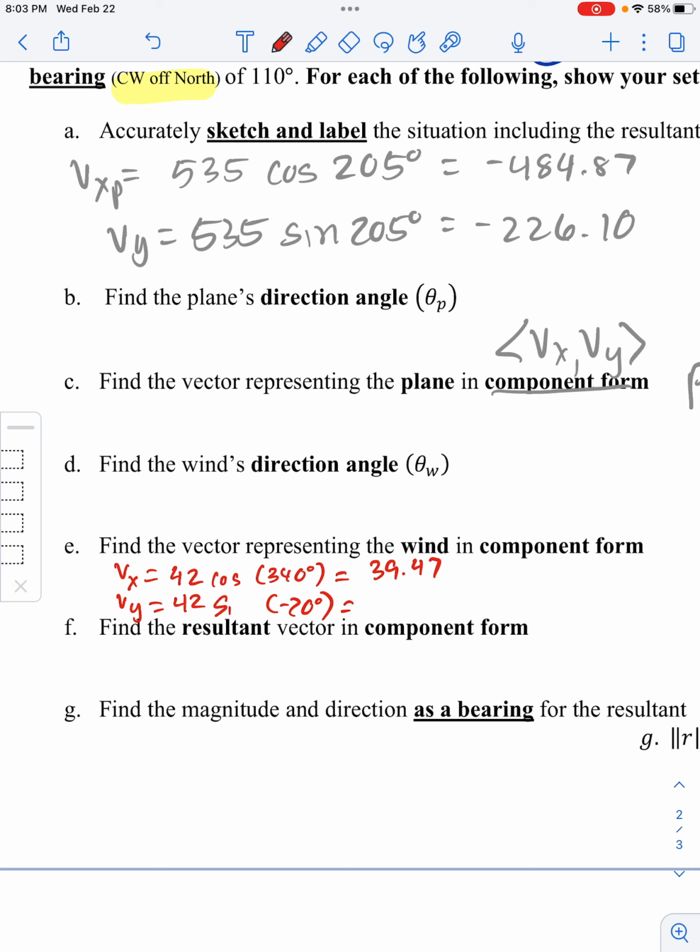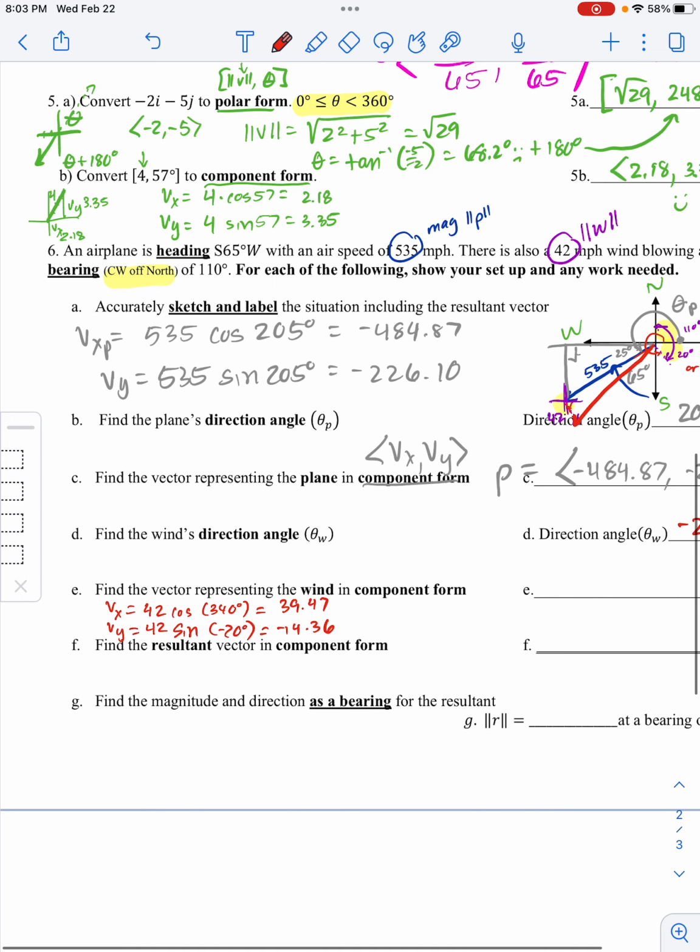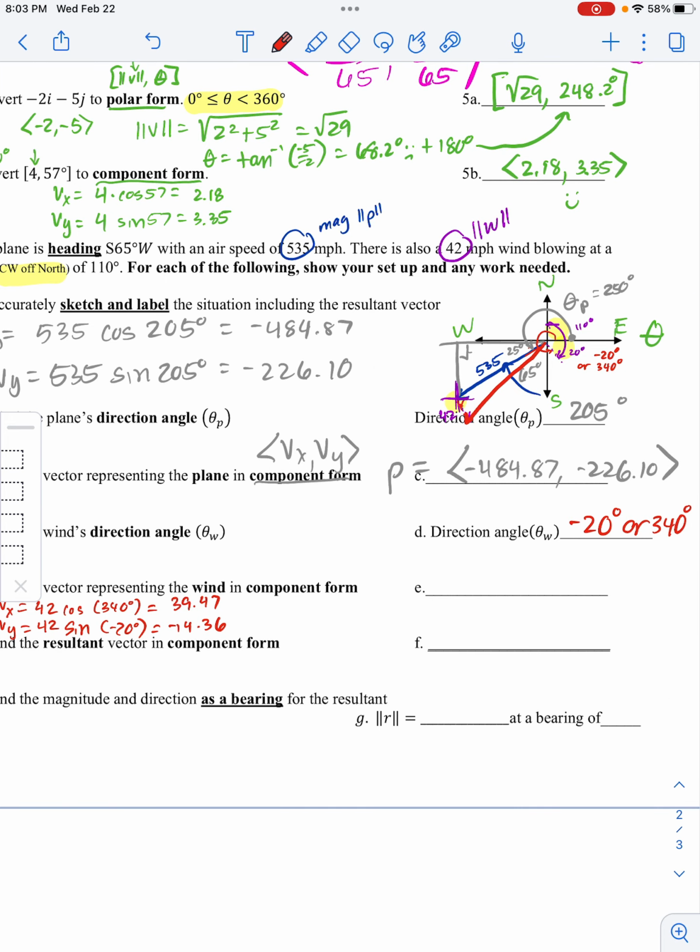for the second part, the y part, I'm going to have 42 sine of negative 20. And I'm going to get negative 14.36. So go back to your picture and see if that makes sense for this little dinky arrow that we have here for wind. It's in quadrant 4, so positive 39.47 and then down 14. So that actually makes sense. So my component form for the wind is going to be 39.47 as my x component and then negative 14.36 as my y.